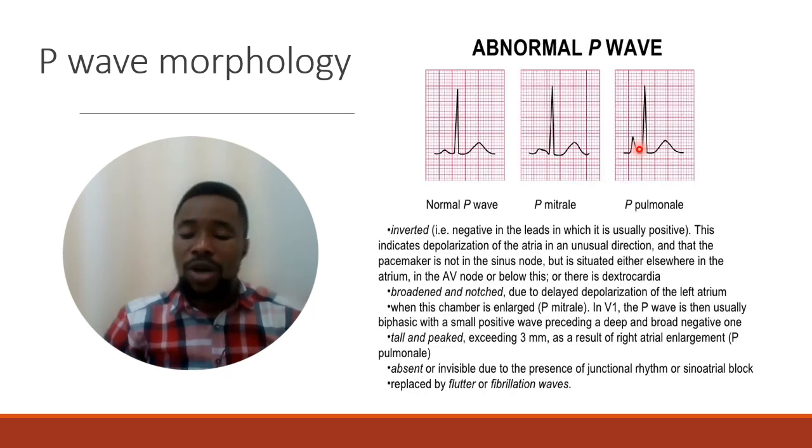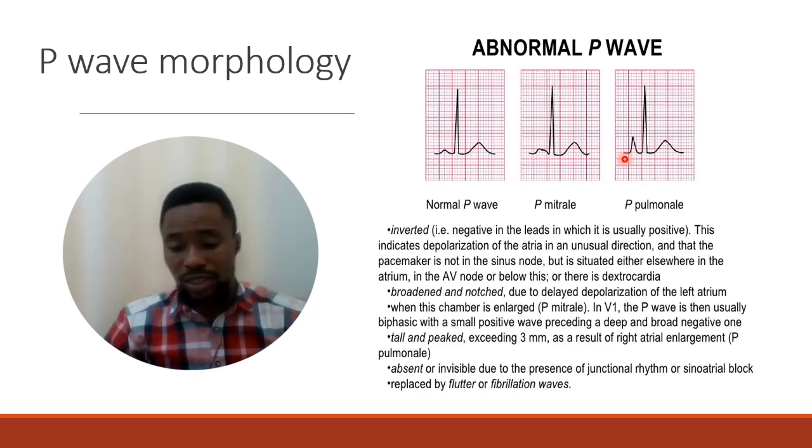Now, when you have a P wave that is negative, like an inverted P wave, what does it mean? That could mean a junctional rhythm, an atrial rhythm, or some other meaning, but it is not a normal P wave. The moment it is inverted, it is not normal. The moment it is absent, it is not normal.